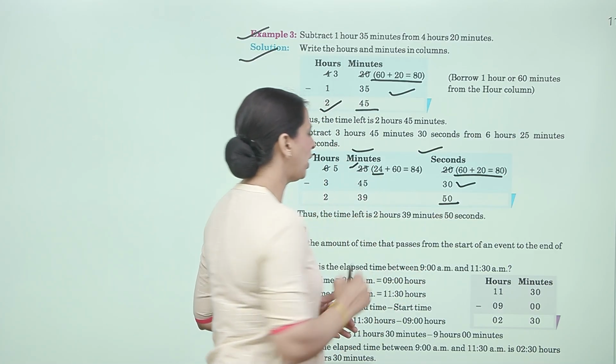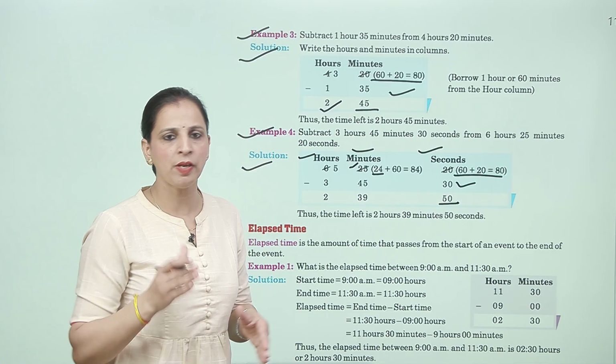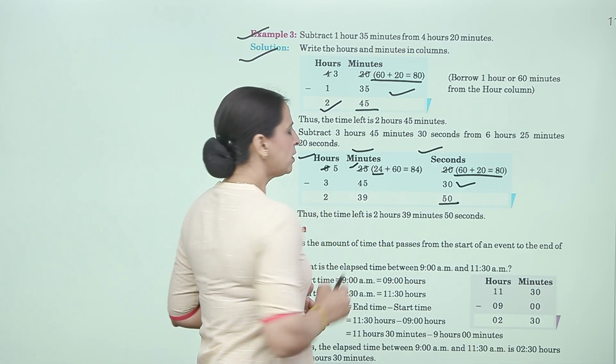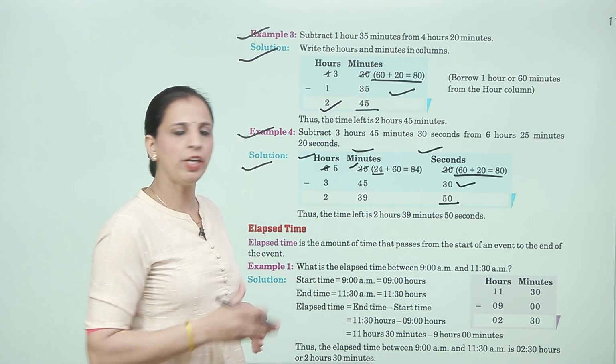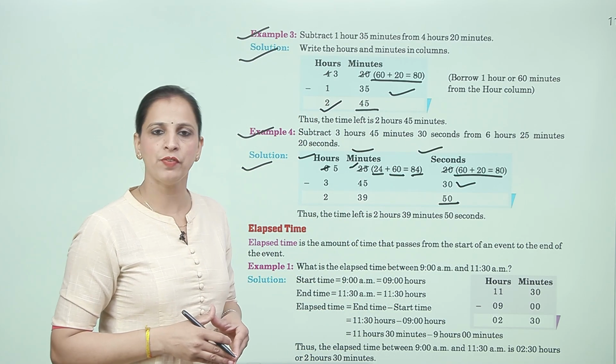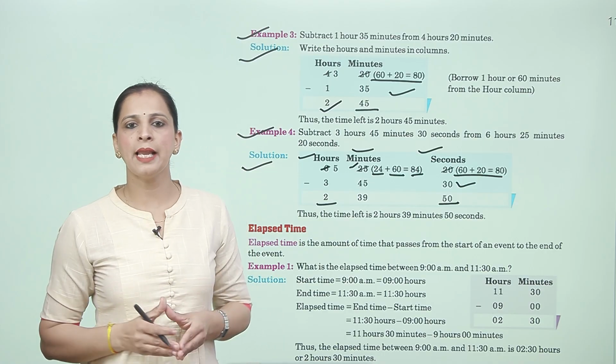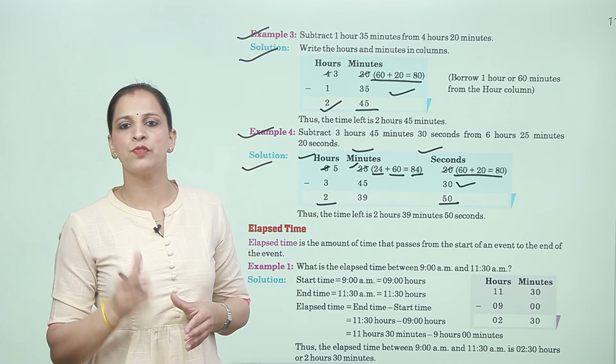80 minus 30 is 50. Now it becomes 24 minutes. 24 minus 45, not possible. We have to borrow. Now 6 hours becomes 5 hours and 24 plus 60 equals 84. Now 84 minus 45 is 39. Now 5 minus 3 is 2. Thus the time left is 2 hours 39 minutes 50 seconds.